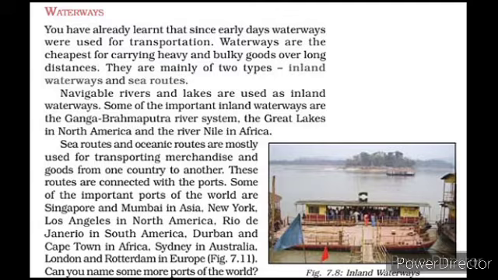Navigable rivers and lakes are used as inland waterways, and some of the important inland waterways are the Ganga Brahmaputra river system, the Great Lakes in North America, and the River Nile in Africa. Sea routes and oceanic routes are mostly used for transporting merchandise and goods from one country to another.